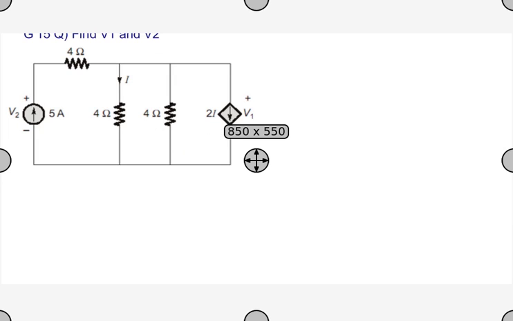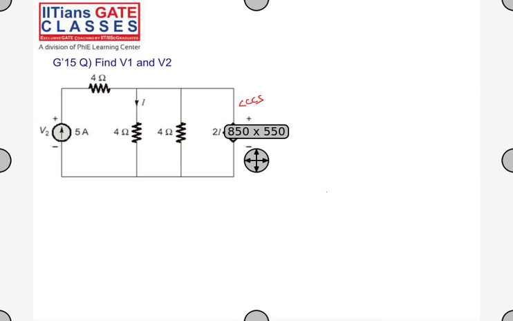This is a CCCS, a current controlled current source. So what can we do? We can use mesh analysis or nodal analysis, right? I have only one node, so it's better to take nodal analysis. What can I name this node?